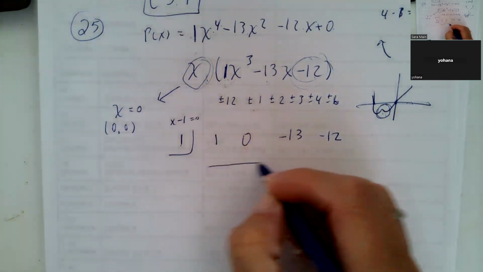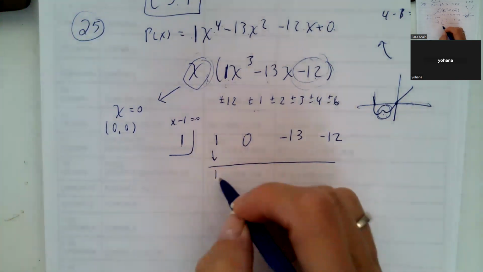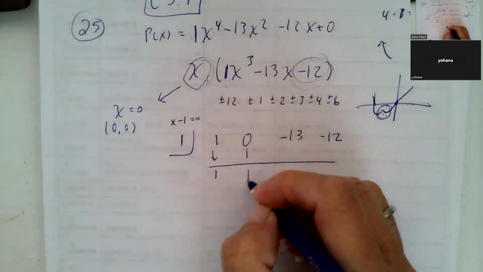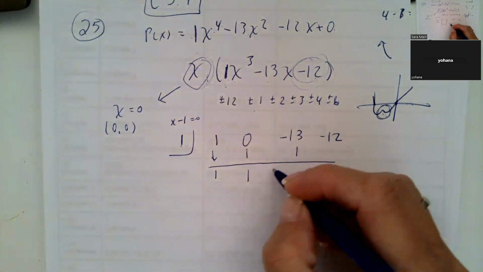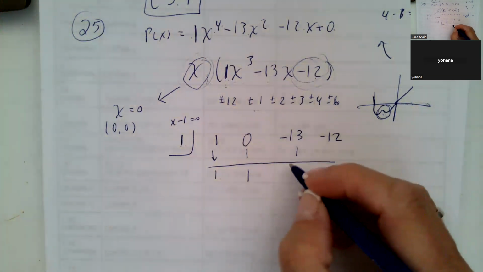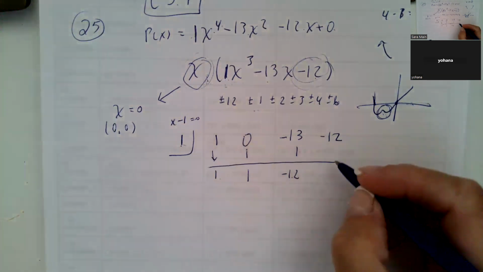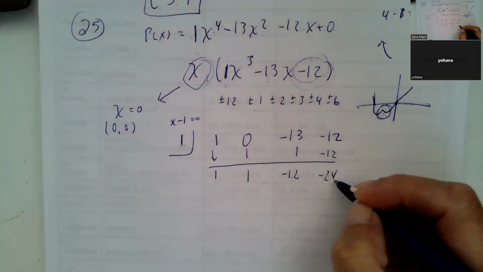So in my synthetic division, I'm going to bring down my 1, and then 1 times 1 is 1. I'm going to add 0 and 1 to get 1, and then 1 times 1 is 1. Then negative 13 plus 1 is negative 12. And then 1 times negative 12 is negative 12. When I add those, I get negative 24.